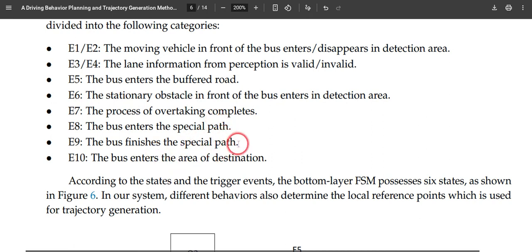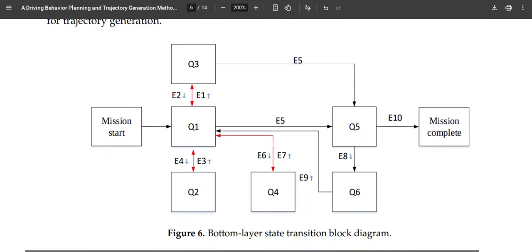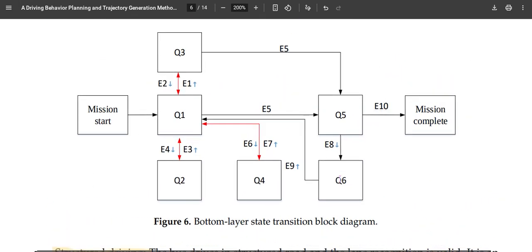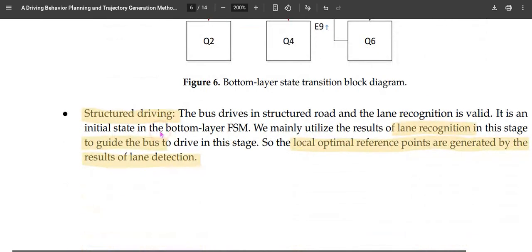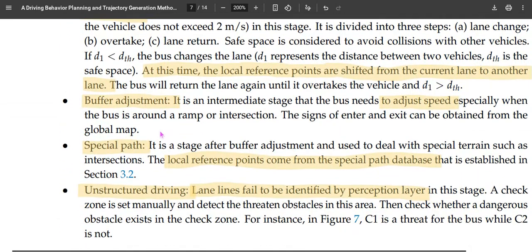So these are the different transformations that will be invoked based on the scenarios, and based on this transformation, the state of the vehicle will be going into any of these six states. And once this is done, then the mission will be completed. Again, then another start will be given. The start will always be in a structured lane keeping.